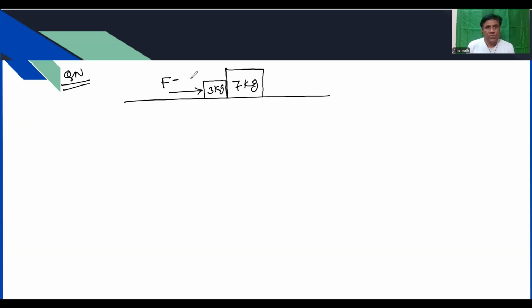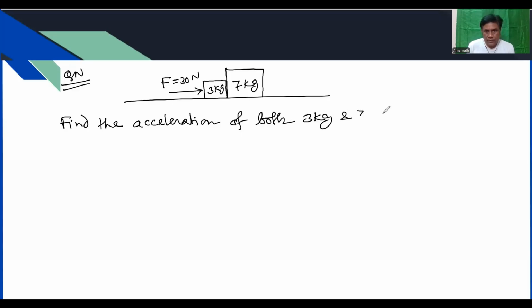this is a 3 kg object, 7 kg object. I have applied a force 30 Newton. Find the acceleration of both 3 kg and 7 kg block. It will be same only, okay? A3, A7, both will be same.